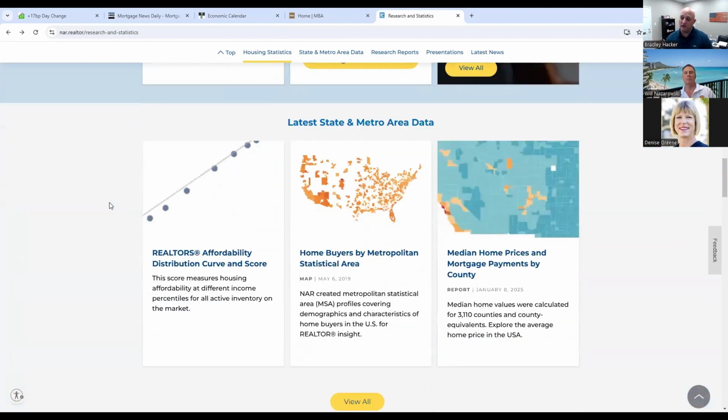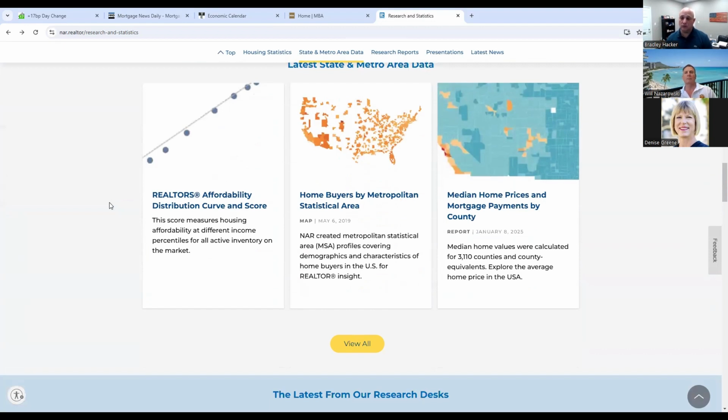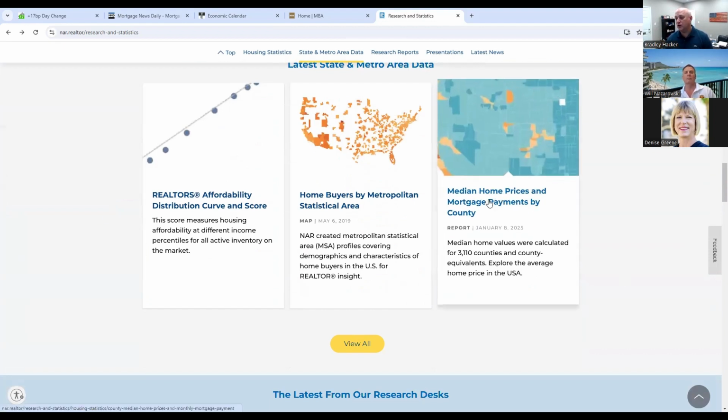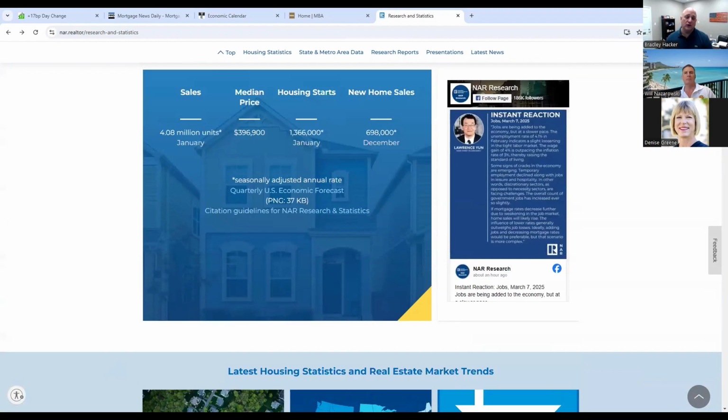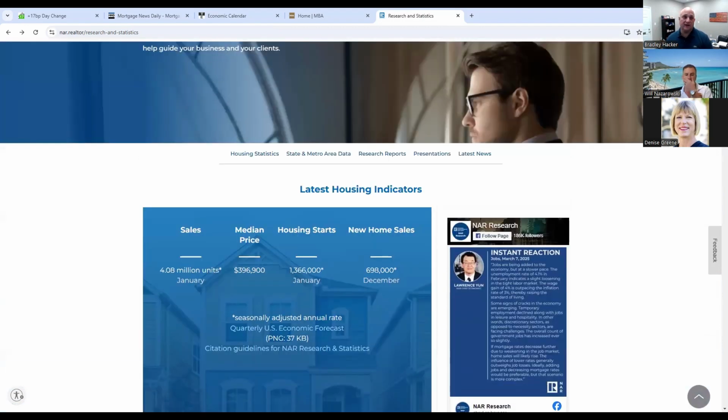One of my favorite things to look at within the NAR website is this median home price and mortgage payments by county because it gives you real local data. I think all this stuff, y'all, as we look at data, what I'm seeing as far as agents go, the agents that are the experts and are demonstrating their knowledge of what's going on in both the national and local market are the ones that are tending to win right now.